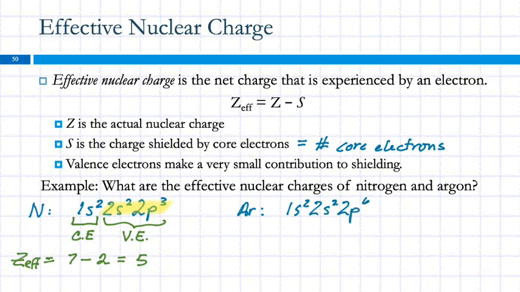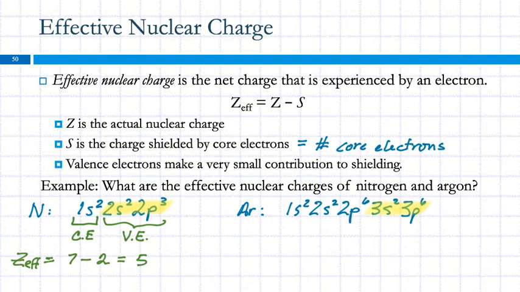Yeah, 1s2, 2s2, 2p6. Oh wait, we're not done. I was thinking neon. 3s2, 3p6. Which are the valence electrons? The ones in the 3rd level.